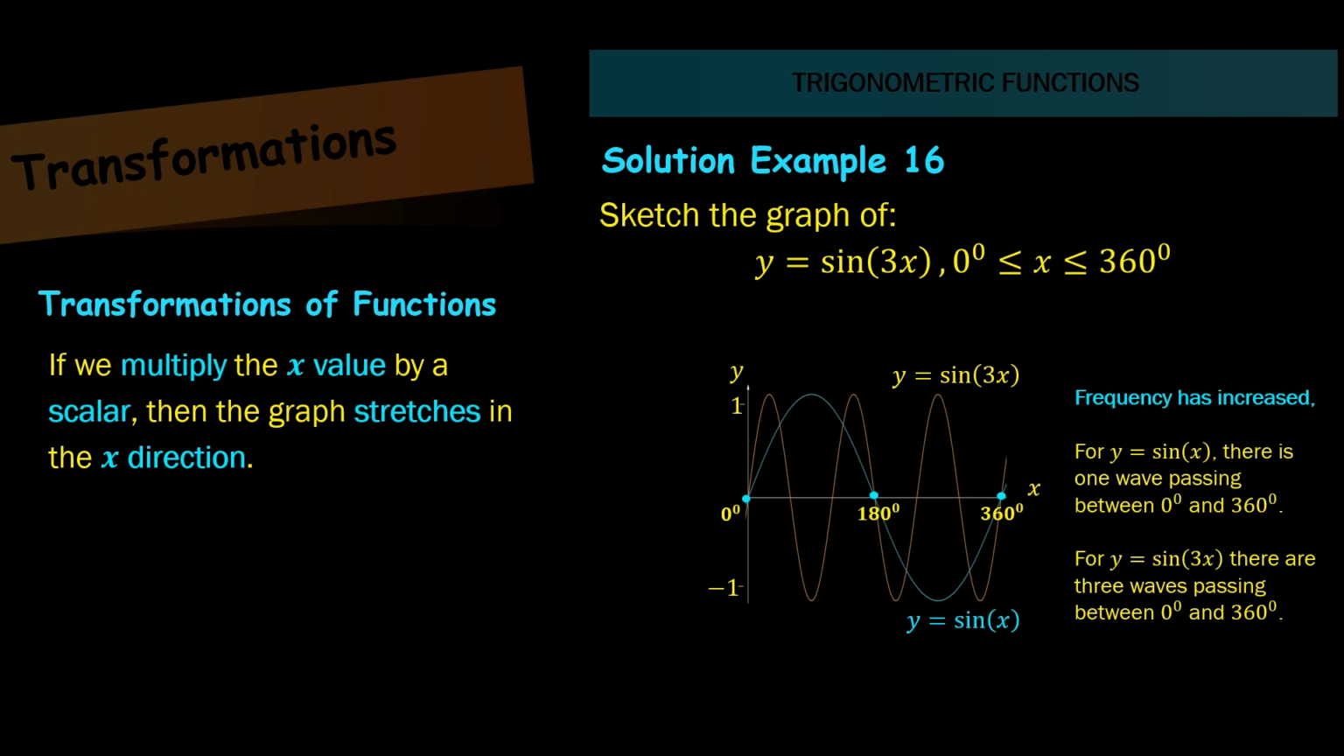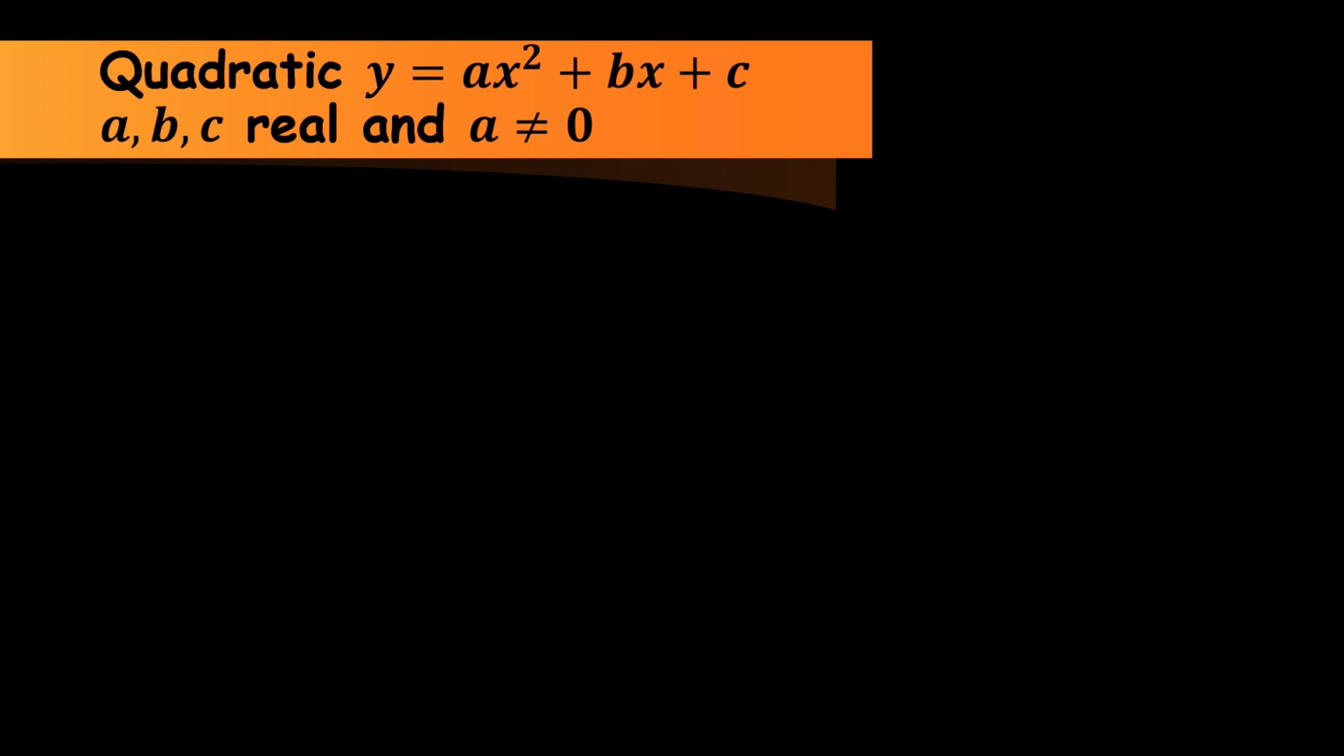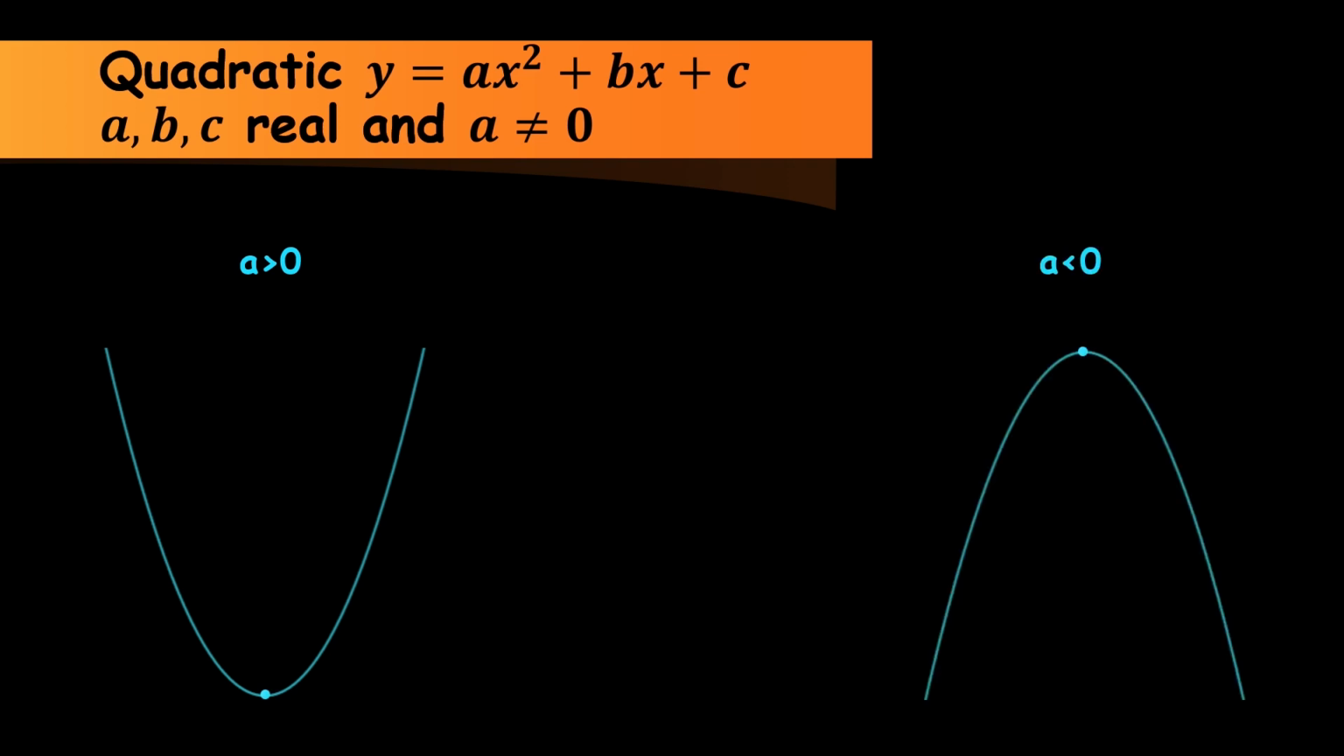We're now going to briefly look at quadratics. A quadratic equation can be expressed as y equals ax squared plus bx plus c, where a, b and c are real and a does not equal 0. A quadratic will look either like this for a greater than 0, or like this for a less than 0. We will revisit quadratics in considerable detail in another session.